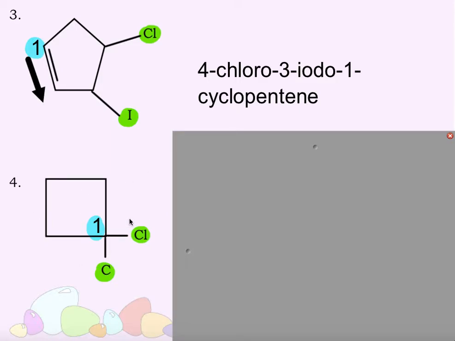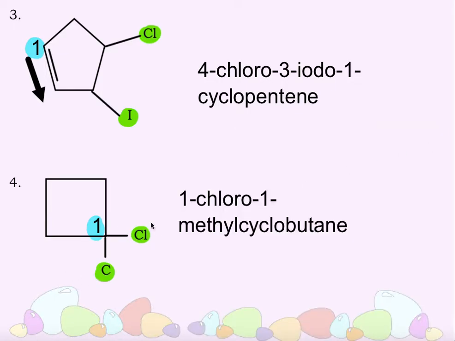The one down here is a little simpler. We just have the ring. There's no double bond involved, which makes it nicer. So on the number 1 carbon, we have a chloro. We also have a methyl, and it is a cyclobutane because of all the single bonds for it.